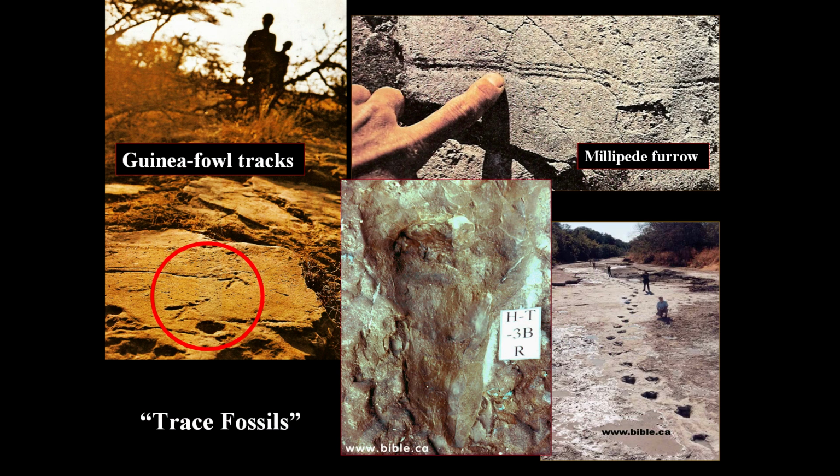And so here's some here. You've got guinea fowl tracks. You'll notice that circle there. Guinea fowl tracks, there they are right there. You've got a millipede furrow where it was moving right along, and you can see that. The guy's pointing to it. And then you've got the human and dinosaur footprint, right there in the middle where it says 3B track. It's a right footprint of a human, right there in the middle of a dinosaur track. And then off to the right of that, you've got dinosaur tracks going through there. Those are all considered trace fossils.